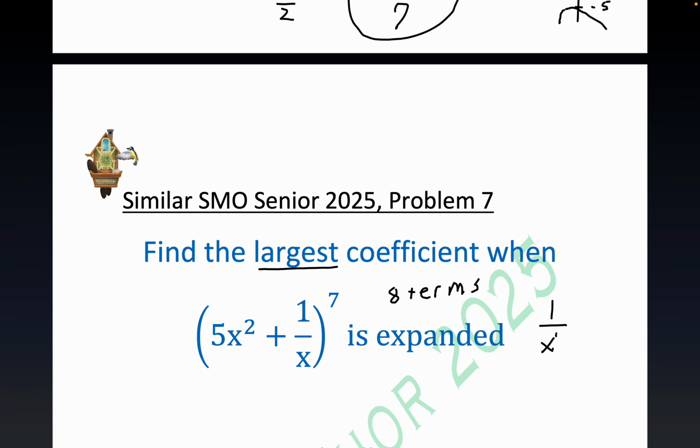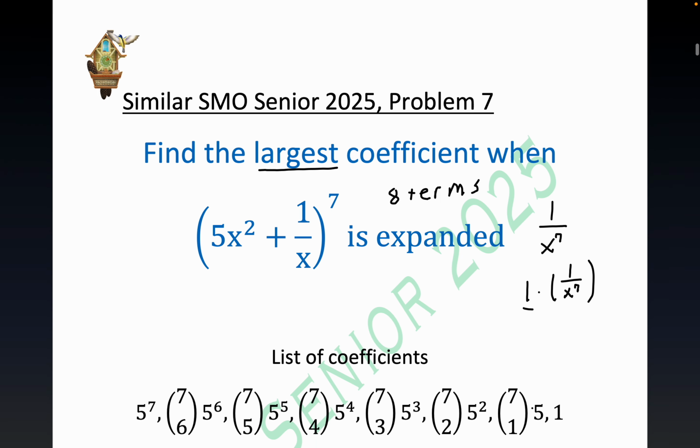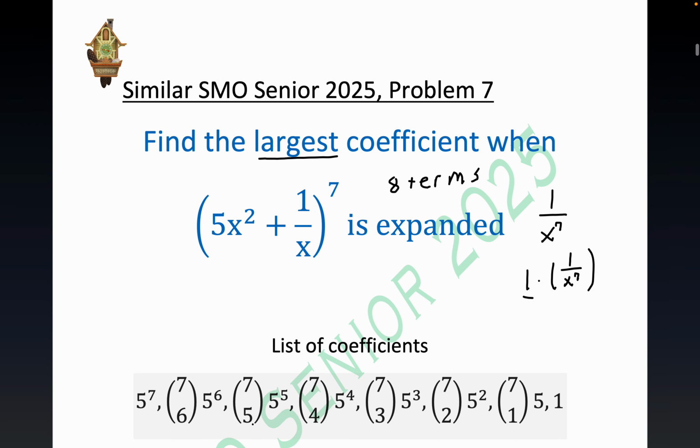That would be the last term, and so you could think of this as 1 times 1 over x to the 7th, and so that would make 1 the coefficient. So that's the one coefficient we can calculate quite easily. But we want to find the largest coefficient, and you can think of the coefficient as just the number in front of any variable term. I've listed the coefficients, and notice I didn't list the variables. There's no need to, because a coefficient by definition is just a number.